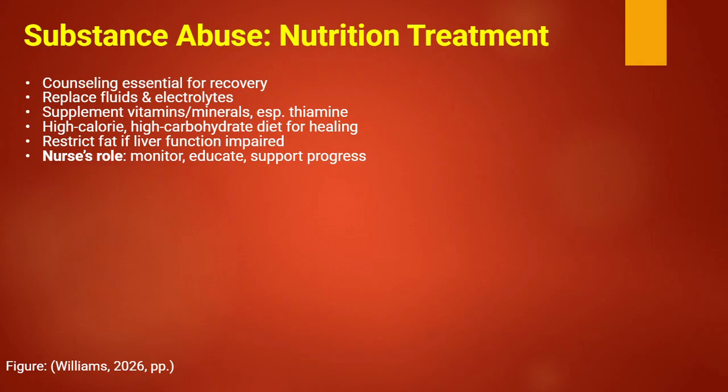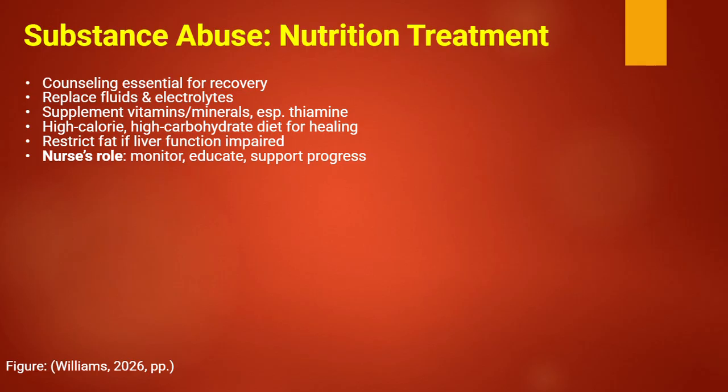Patients with a history of substance abuse are at high risk for nutritional problems, which makes dietary counseling an important part of their treatment plan. Substance abuse often leads to dehydration, electrolyte imbalances, and vitamin or mineral deficiencies. For this reason, treatment may include fluid and electrolyte replacement to restore balance and support normal organ function. Vitamin and mineral supplementation is especially important, with a focus on thiamine, vitamin B1.